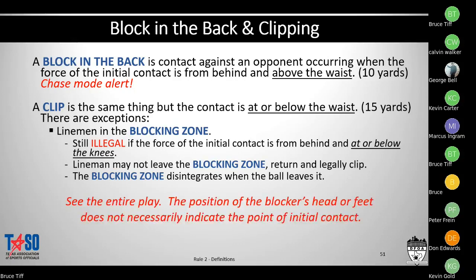The main thing here about blocking the back is we want to see that entire play. The position of the blocker's head or feet doesn't necessarily indicate the point of the initial contact. And a lot of times you might see a player that turns at the last minute and then somebody couldn't stop and they're going to hit him in the back. So you want to try to see that whole entire play so that you can make the best judgment of, was this truly a block in the back? I think a clip's probably going to be a little bit easier to recognize.